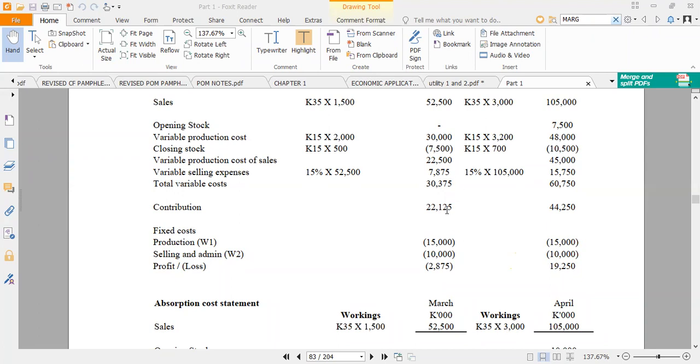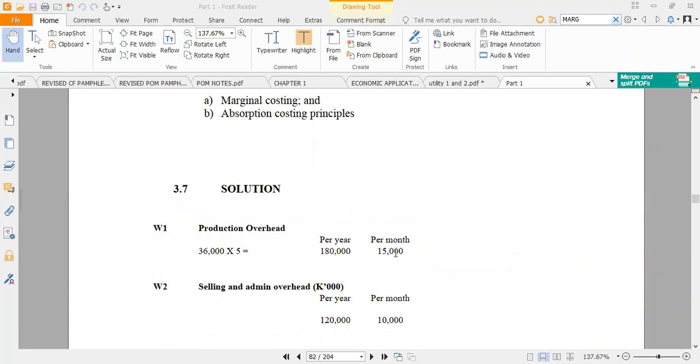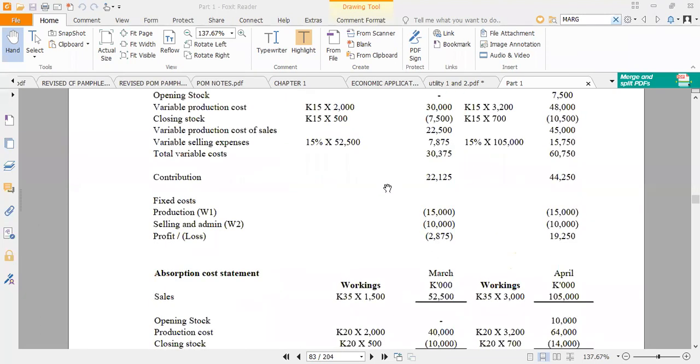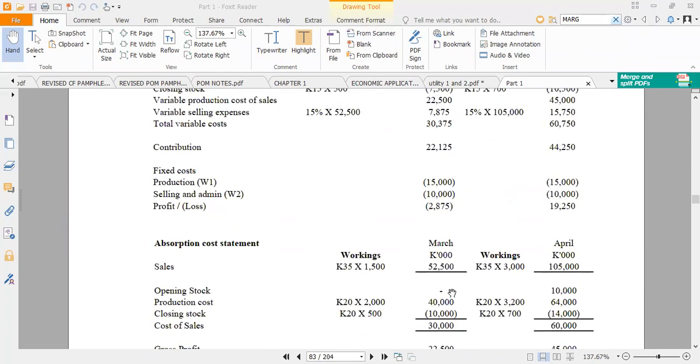That's the total contribution. Less the fixed costs. Fixed costs for production are 15,000 per month, which is 180,000 by 12, which is here. Less selling and administrative, 120,000 budgeted for the year, divided by 12 is 10,000, which is this 10,000. Then from the contribution we subtract these costs, and we have the profit or loss of 28.75. That's for marginal costing.